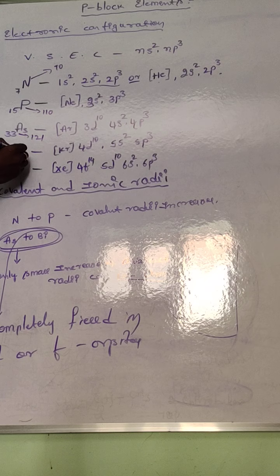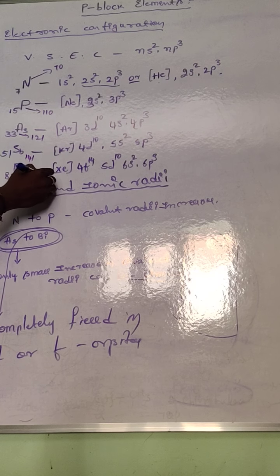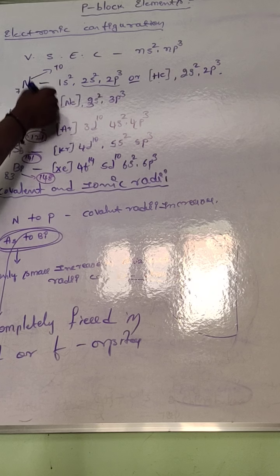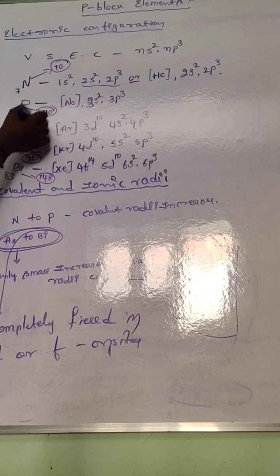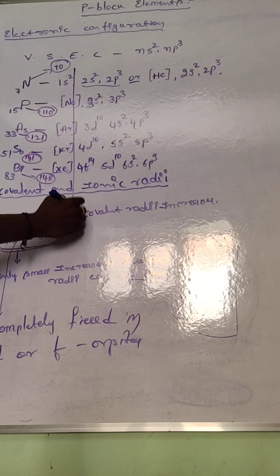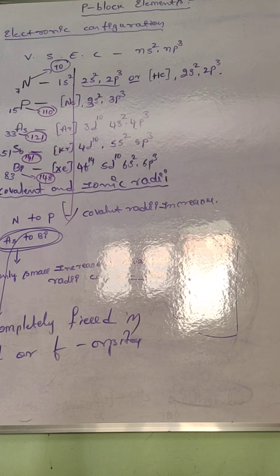In the case of antimony, it is 141 picometer. In the case of bismuth, it is 148. These are the covalent radii: 70, 110, 121, 141, 148. As we go down the group, what is the effect on the covalent radii? Covalent radii increase.